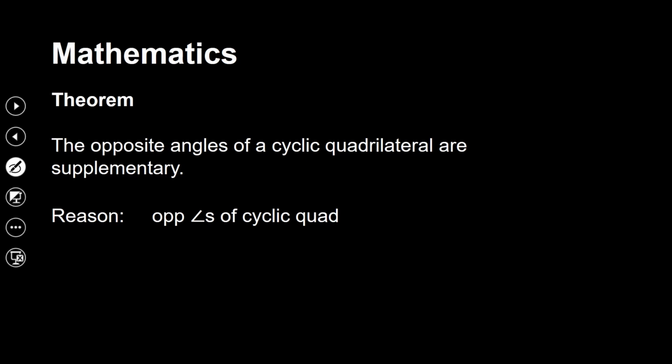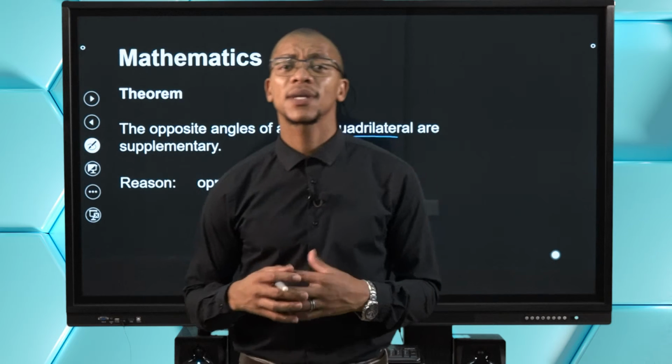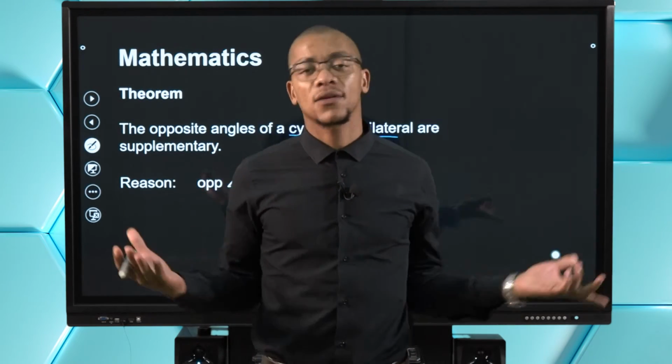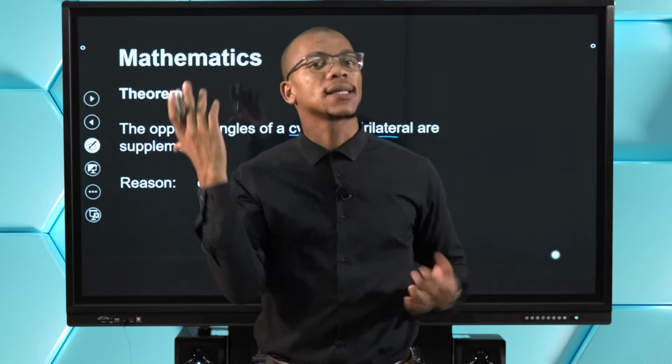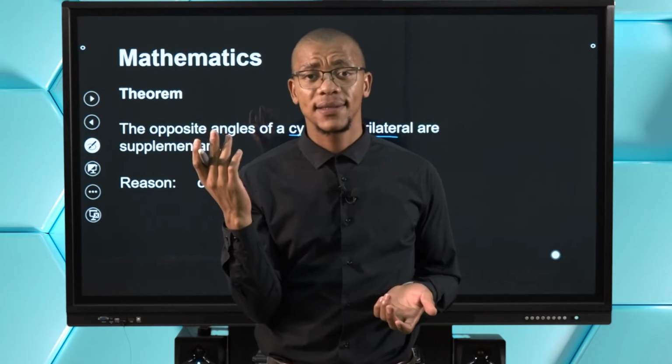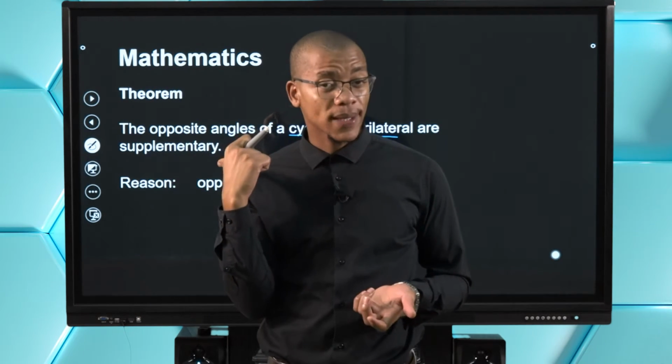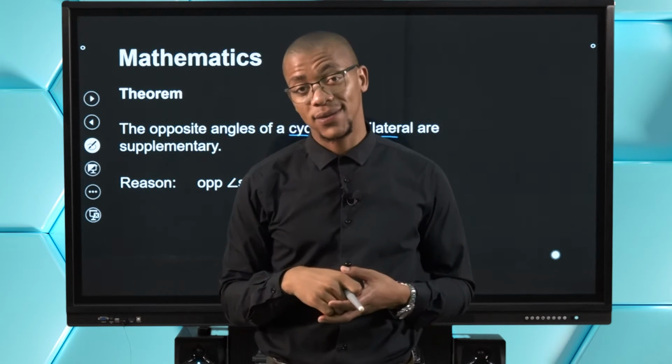Now, the opposite angles of a cyclic quad are supplementary. That's the theorem, right? Opposite angles of a cyclic quad. Now, with this one, I always get people asking me, exactly, if I have a quadrilateral and it is not concyclic, is it then a cyclic quadrilateral? If this property holds, yes, it is a cyclic quadrilateral.